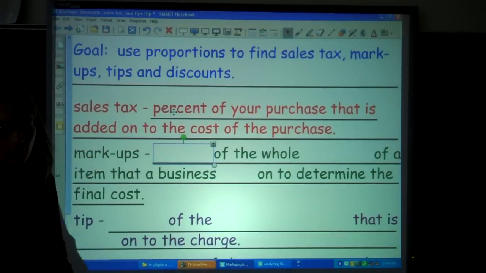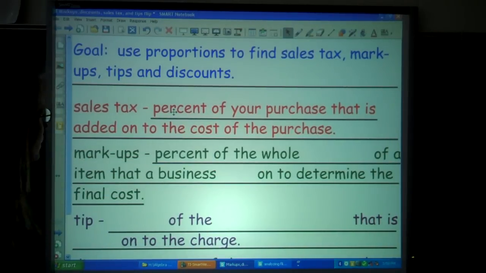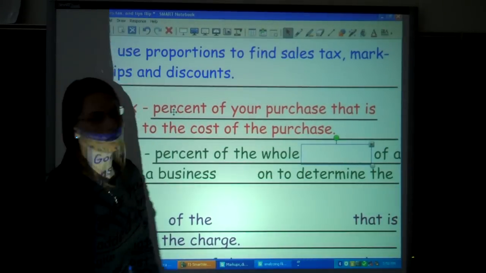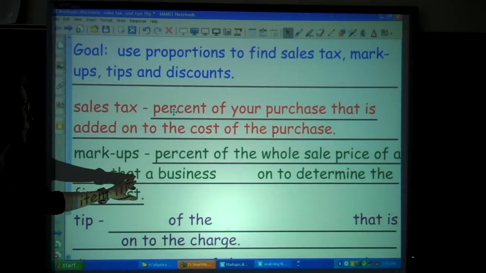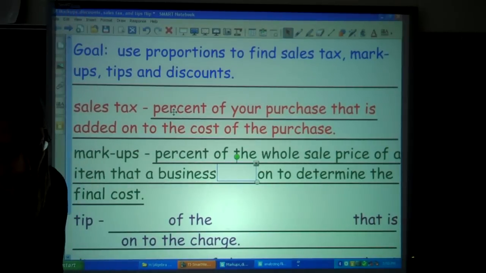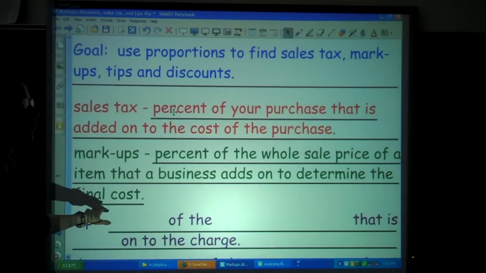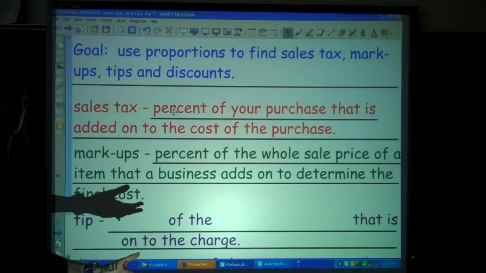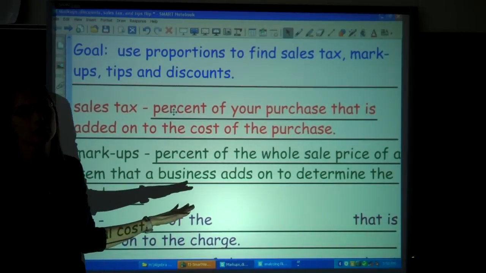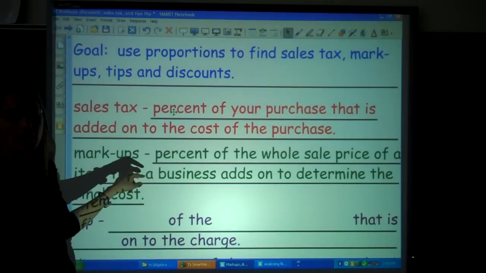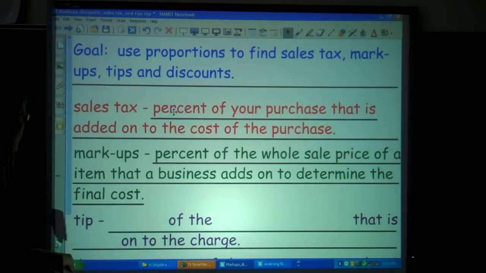Markups are a percent of the whole sale price of an item that a business adds on to determine the final cost. So when the business buys the product from the main company, they don't pay as much as they charge in the store. What they do is they mark up the price by a certain percent.